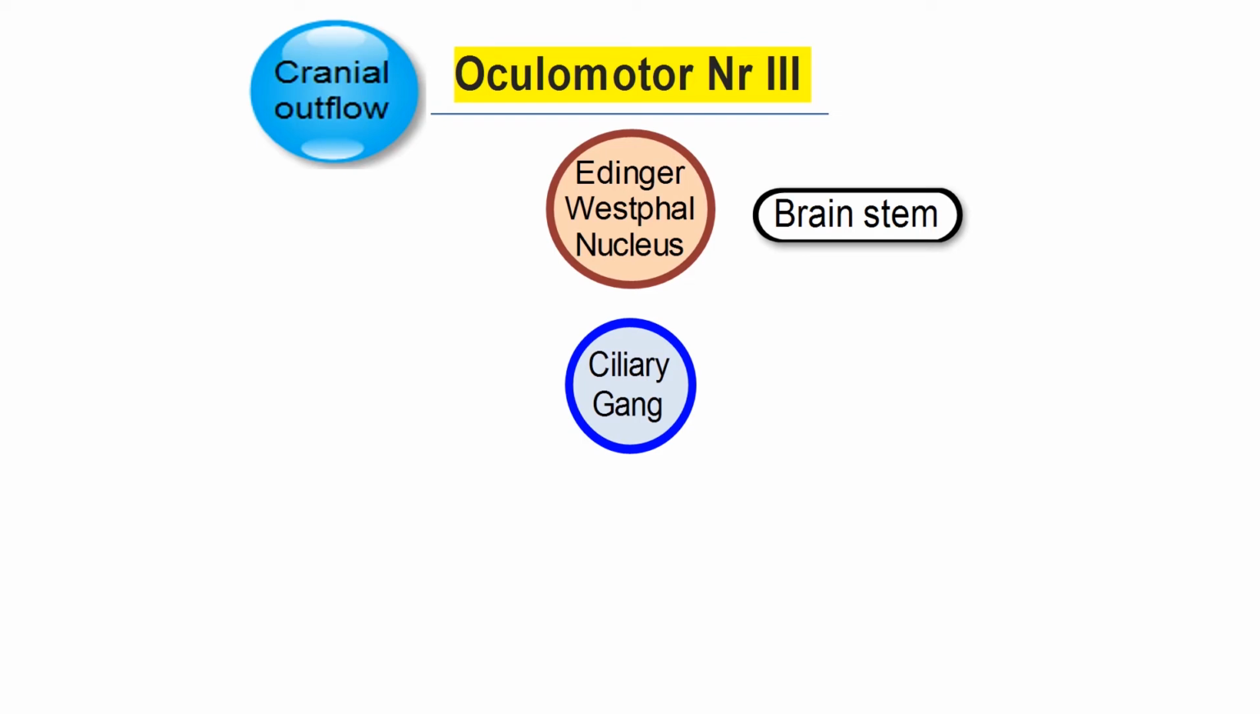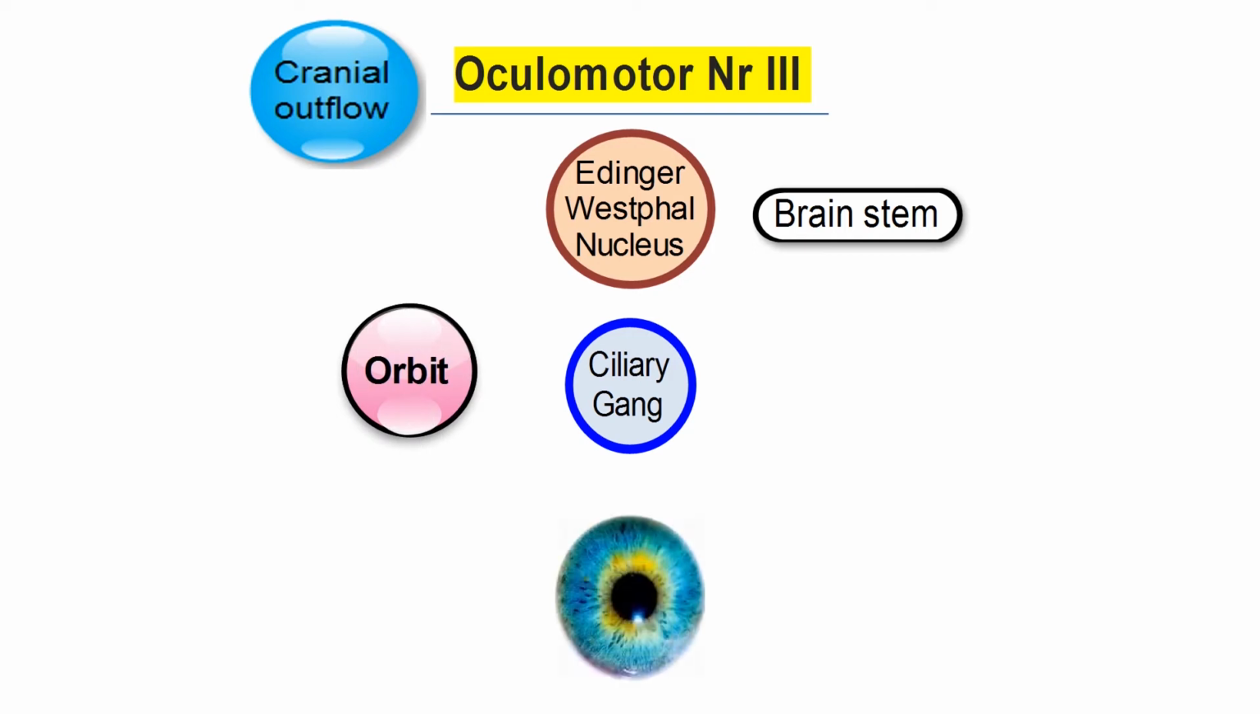Then parasympathetic axons will go along the oculomotor nerve and meet the ciliary ganglion. Where is the ciliary ganglion? It is in the orbit. And then the postganglionic fibers will go and supply the iris. And this is the pathway of the first part of the cranial outflow.